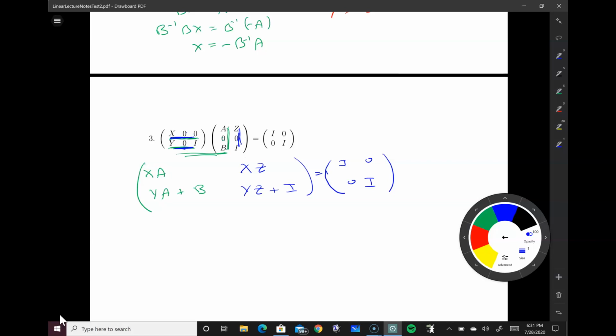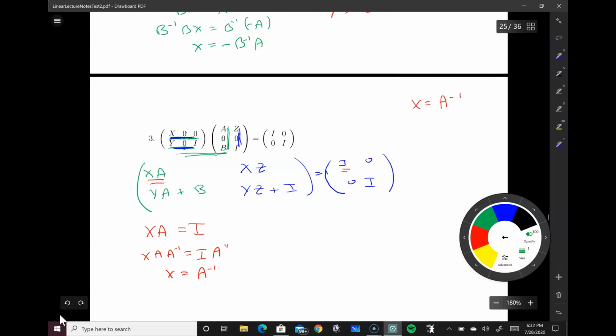Okay, so let's go for something really straightforward. I'm looking at this. So XA is equal to I. So remember, we're solving for X. So I'm going to multiply on the right by A inverse. So that gives me X equal A inverse. Okay, got one of them. X is equal to A inverse.